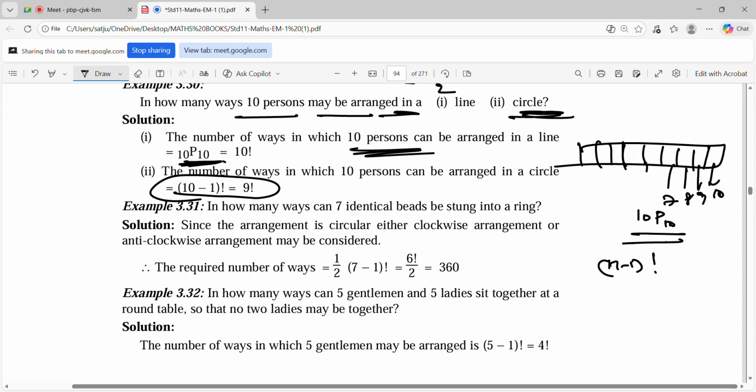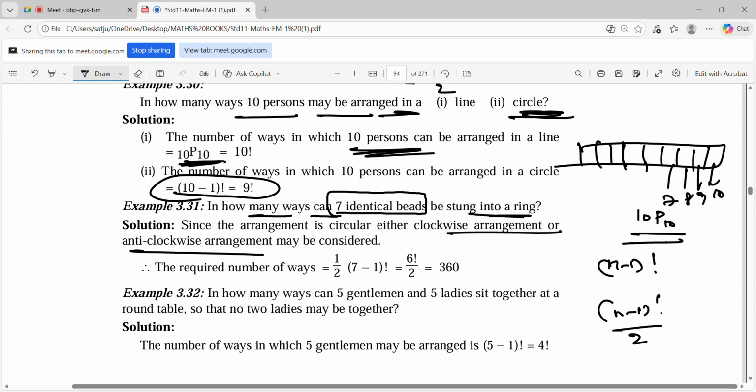But if you see this one, in how many ways can 7 identical beads be strung in a ring? Identical means even if you place them clockwise or anti-clockwise, it will not give you a difference. In such a situation, you can use n minus 1 factorial by 2. So 7 minus 1, 6 factorial by 2. 6 factorial is 720, and 720 by 2 is 360. Understood, everyone?